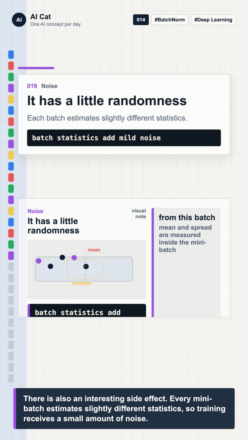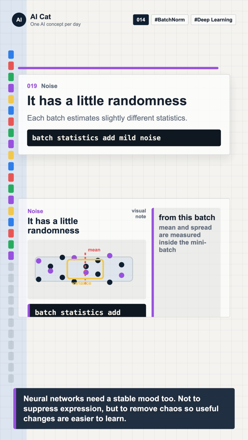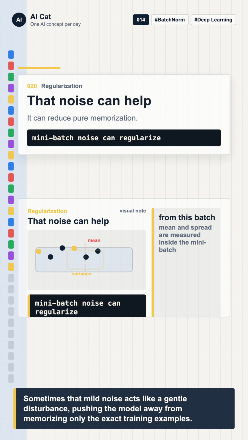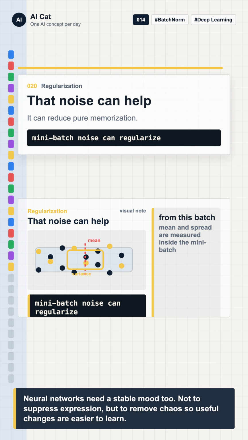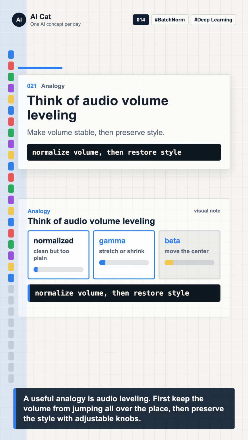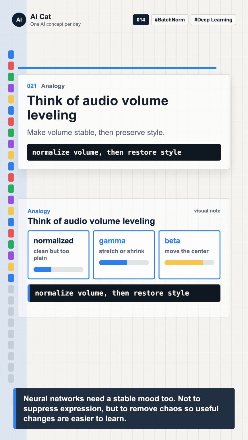There is also an interesting side effect. Every mini batch estimates slightly different statistics, so training receives a small amount of noise. Sometimes that mild noise acts like a gentle disturbance, pushing the model away from memorizing only the exact training examples. A useful analogy is audio leveling. First, keep the volume from jumping all over the place, then preserve the style with adjustable knobs.